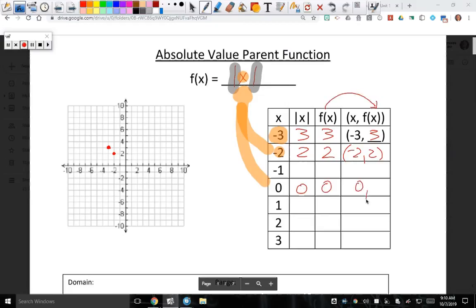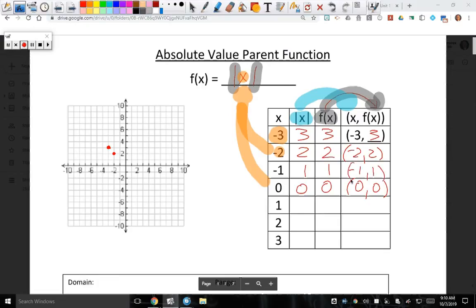Otherwise, 0, 0. Guys, just a reminder, all we're doing is an XY chart. So these are x's, and these are y values, and we're just going to put them as a point of where they're located. Okay? Alright, so negative 1, let's go, Brianna. What would negative 1 become? 1. And f of x is? 1. And my point is what?